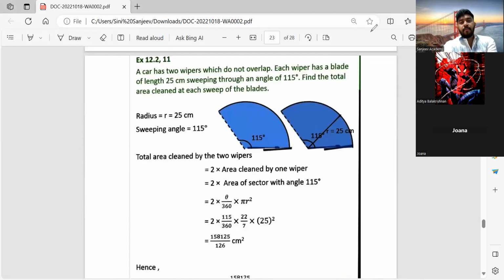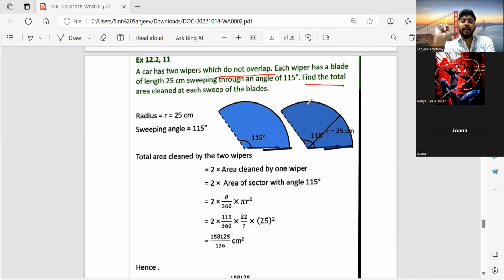And this one is a very easy question. A car wiper. We all know that the car wiper will go through what? Obtuse angle, 115 degrees. Correct? And it won't touch, and it doesn't overlap. Correct or not? It won't overlap also. Find the total area cleaned by each sweep of the blade. So how many blades are there? 2.